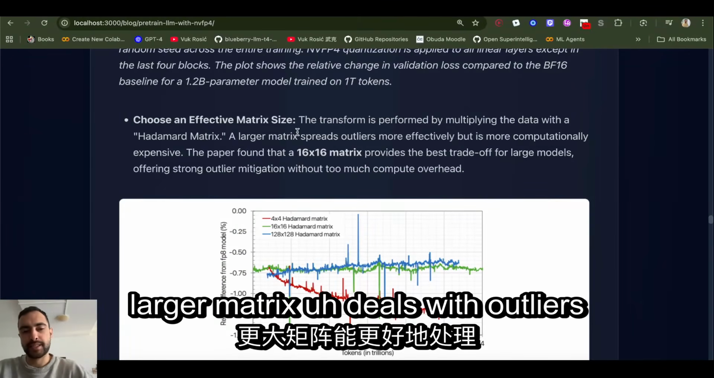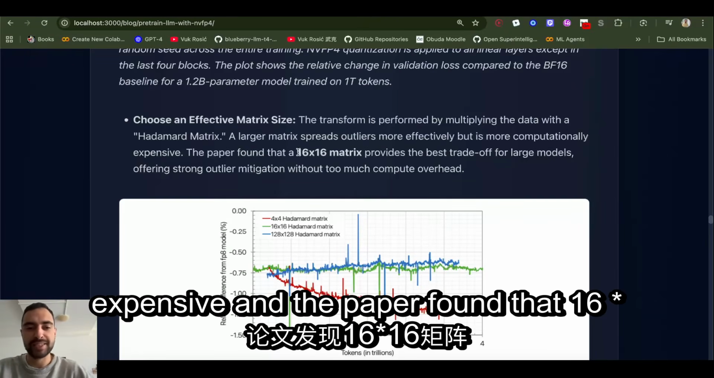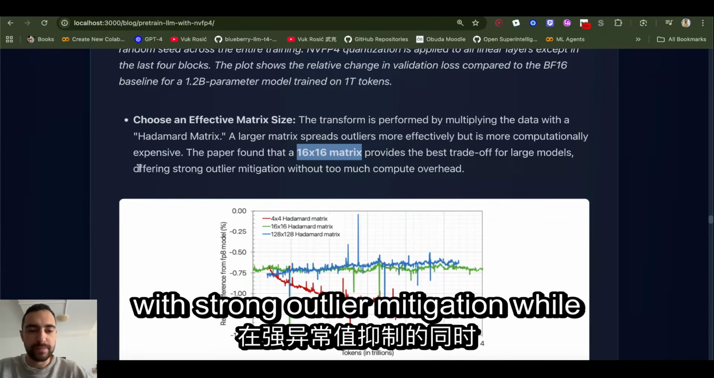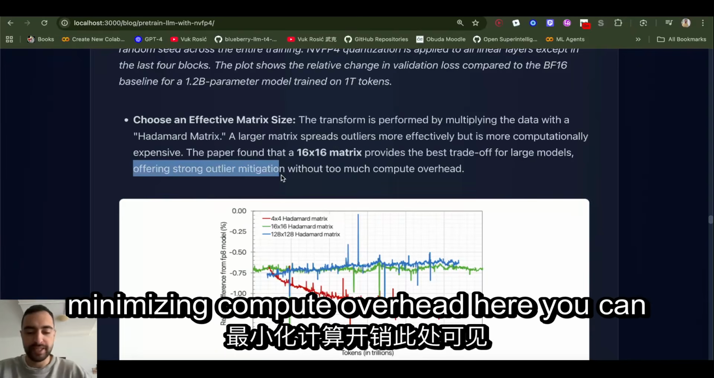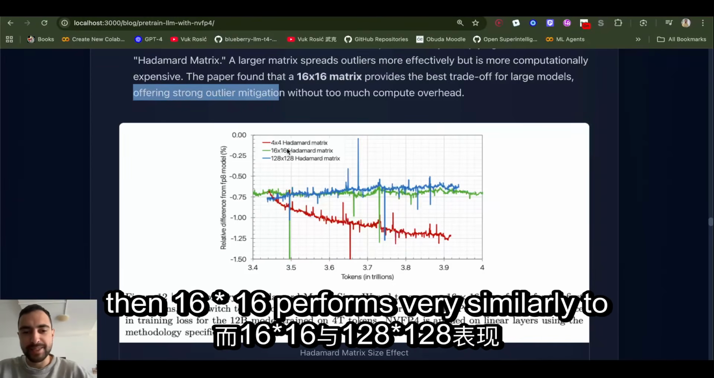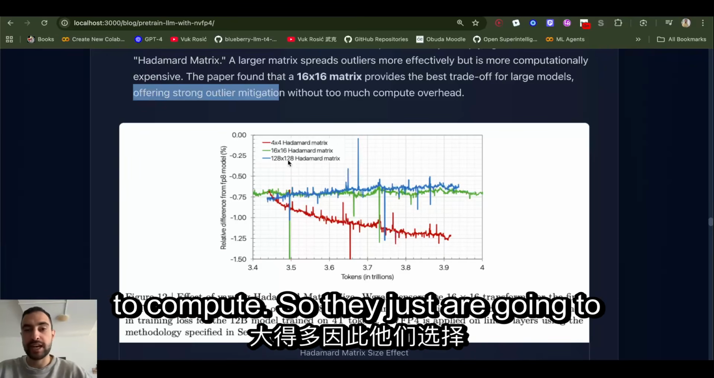It's important to also find the right size of this H matrix. A larger matrix deals with outliers better, but it's more computationally expensive, and the paper found that a 16 times 16 matrix provides the best trade-off, with strong outlier mitigation while minimizing compute overhead. Here you can see that a 4 times 4 matrix is too small, and then 16 times 16 performs very similarly to 128 times 128, but this one is a lot harder to compute, so they are just going to use 16 times 16.